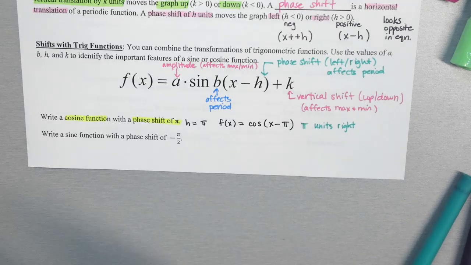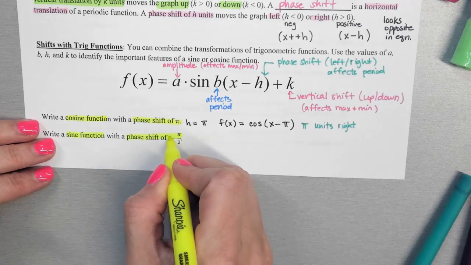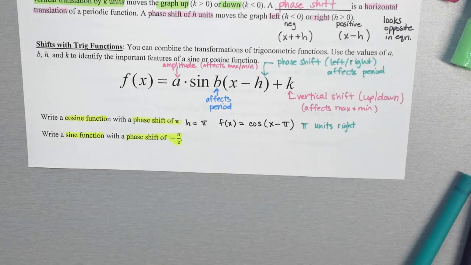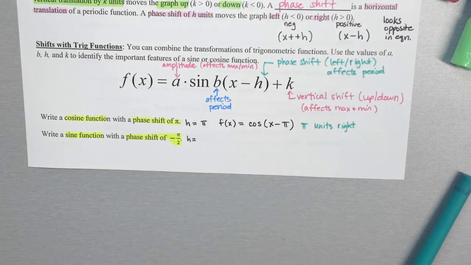Okay, now based on that, I want you guys to try this one. Write a sine function with the phase shift of negative pi over 2. Start by identifying your h value, and then let's plug it into our f of x, and then talk about where we're moving.